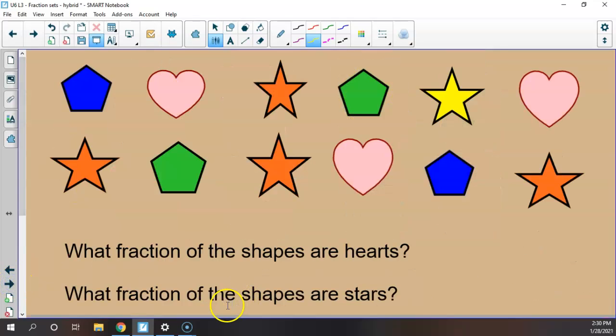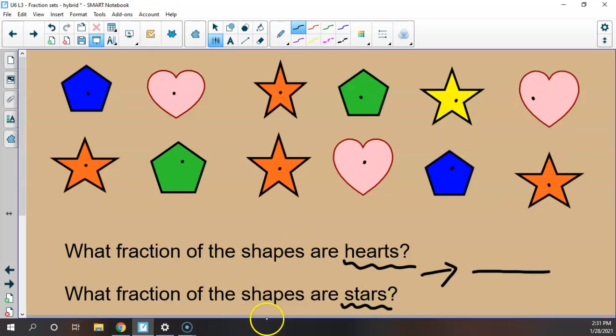All right, let's try another set. Here we have a set of shapes, and our job is to find out what fraction of the shapes are hearts and what fraction of the shapes are stars. For both of these answers, we're going to have the same denominator, the same bottom number. That's how many total shapes there are. So I better figure that out first. 1, 2, 3, 4, 5, 6, 7, 8, 9, 10, 11, 12. So for both of these, my denominator or bottom number is going to be 12. That's the whole. The whole amount of shapes is 12.